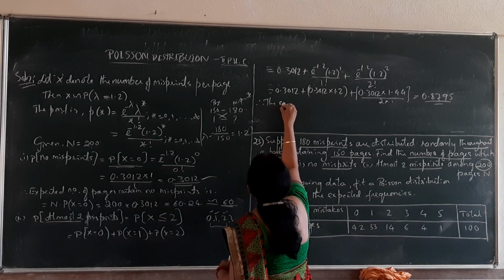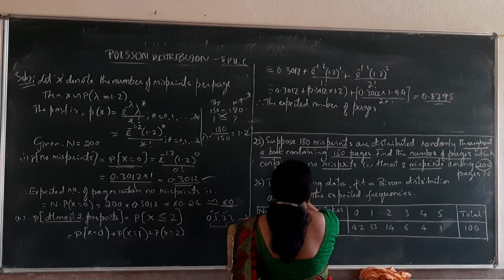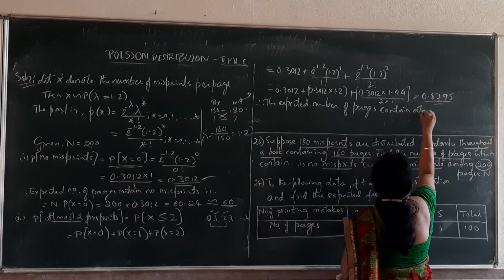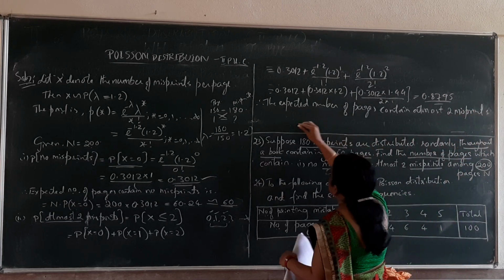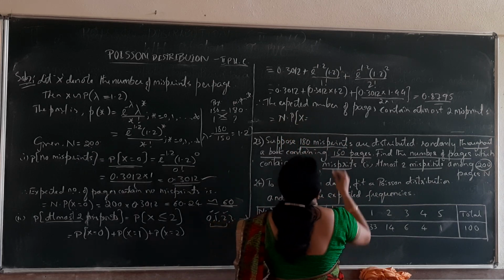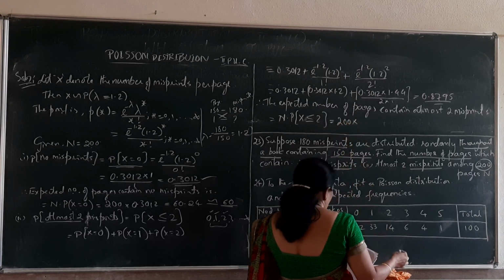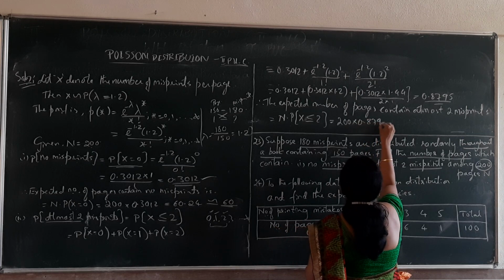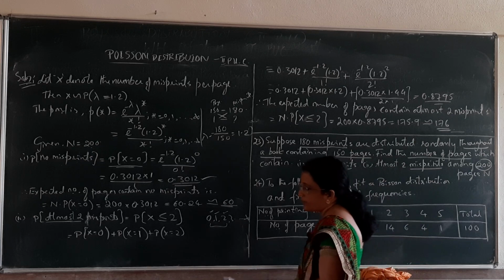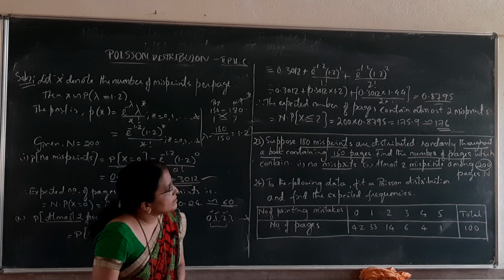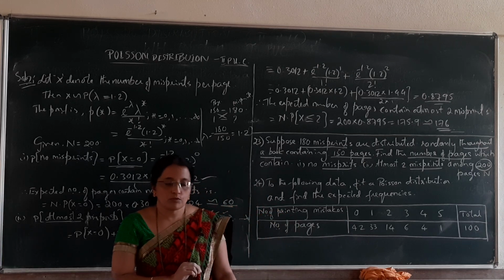Next, therefore, the expected number of pages that contain at most 2 misprints is equal to N into P of x less than or equal to 2, which is equal to capital N, 200, into 0.8795, which is equal to 175.9, which is equal to 176. That is, among 200 pages, we can say 176 pages contain at most 2 misprints. This is how to solve the problem.